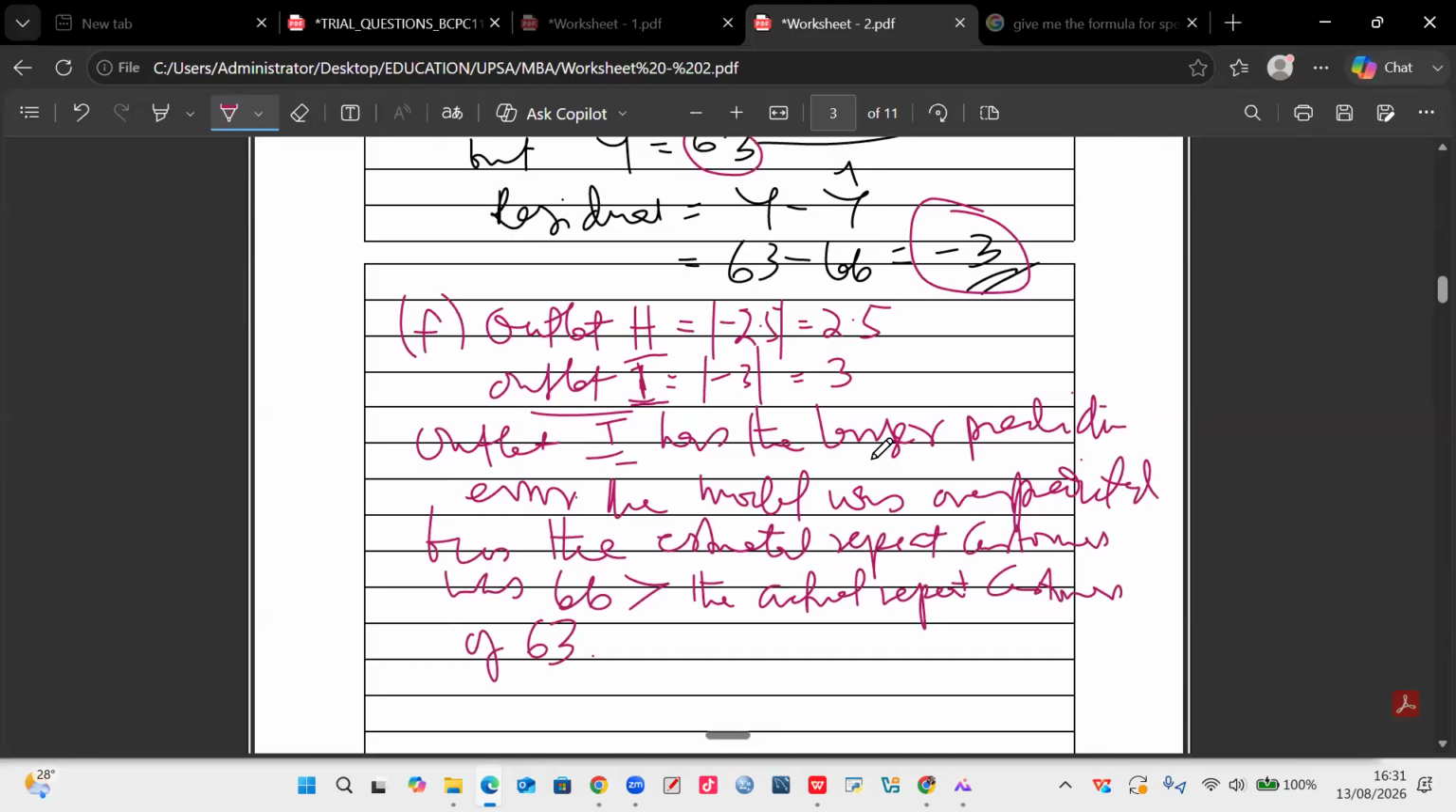So between the two, outlet I has the larger prediction error. The model was over predicted because the estimated repeat customers was 66, greater than the actual repeat customers of 63. We are done.